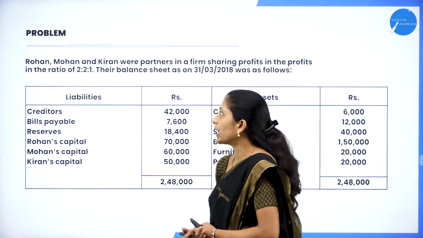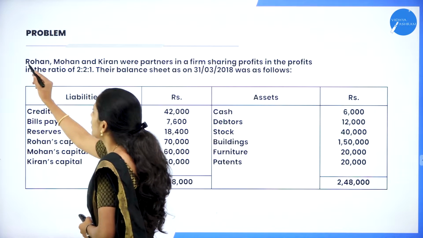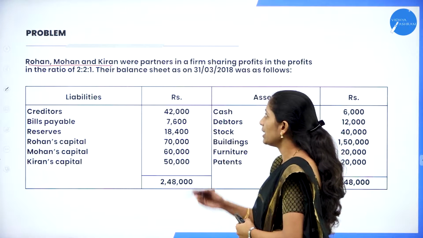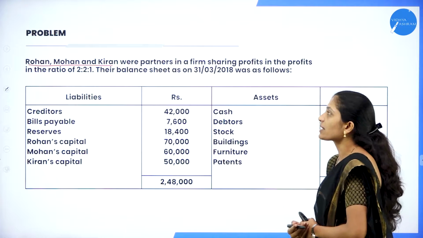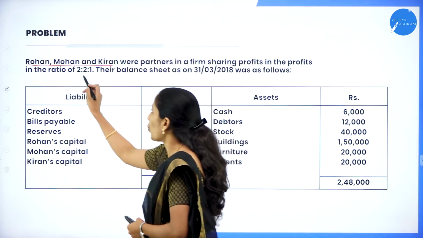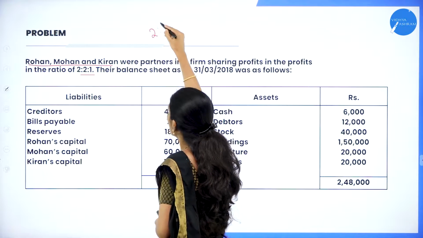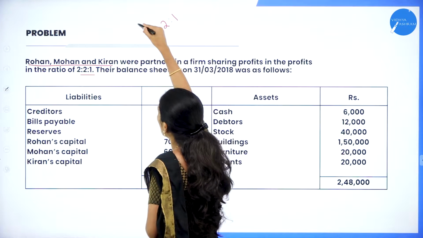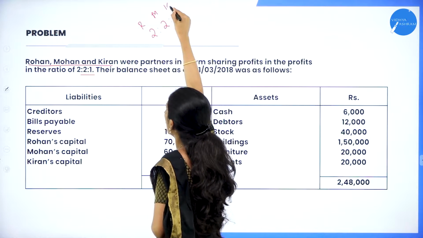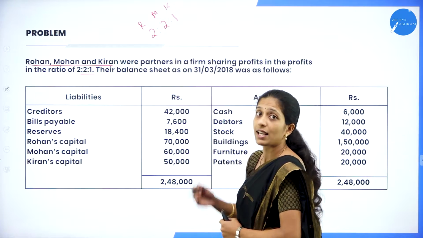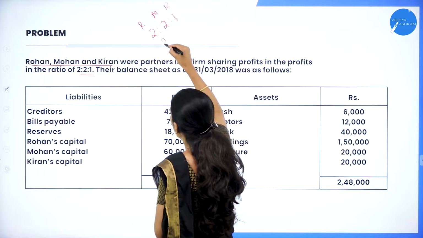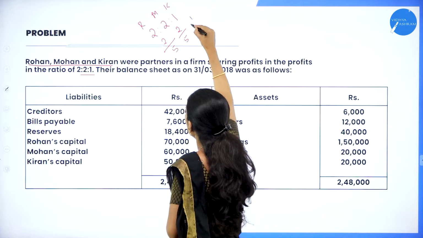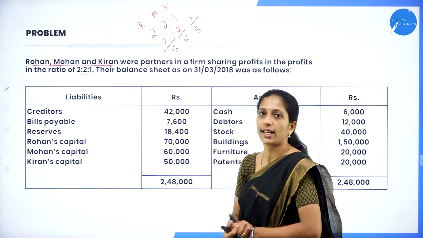Now go through this problem here. Rohan, Mohan and Kiran. Now, these are three partners here. So, who are the partners? Rohan, Mohan and Kiran were partners in a firm sharing profits in the ratio 2:2:1. So, what is their profit sharing ratio? 2:2:1. So, this can be written in the form of fraction, and this is of Rohan and this is of Mohan and this is of Kiran. Now, how to write this in the form of fraction? That is, Rohan 2 plus 2 plus 1, 2 by 5, and Mohan 2 by 5 and Kiran 1 by 5. So this is their profit sharing ratio.